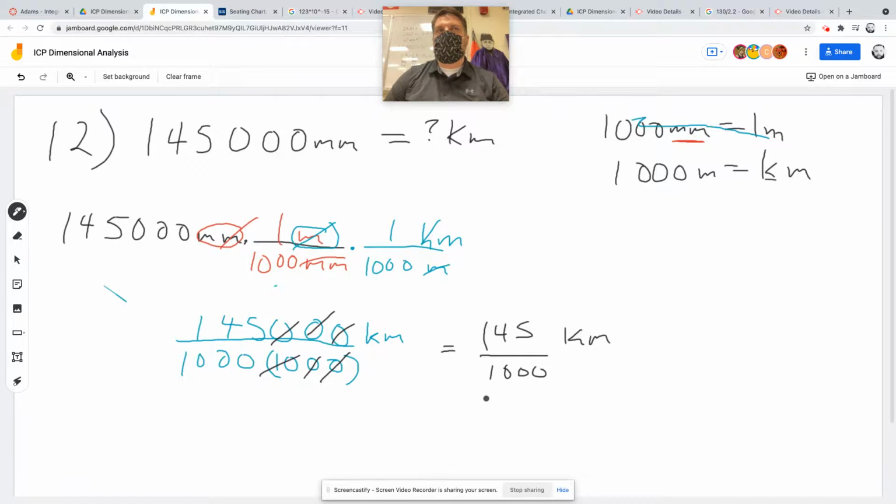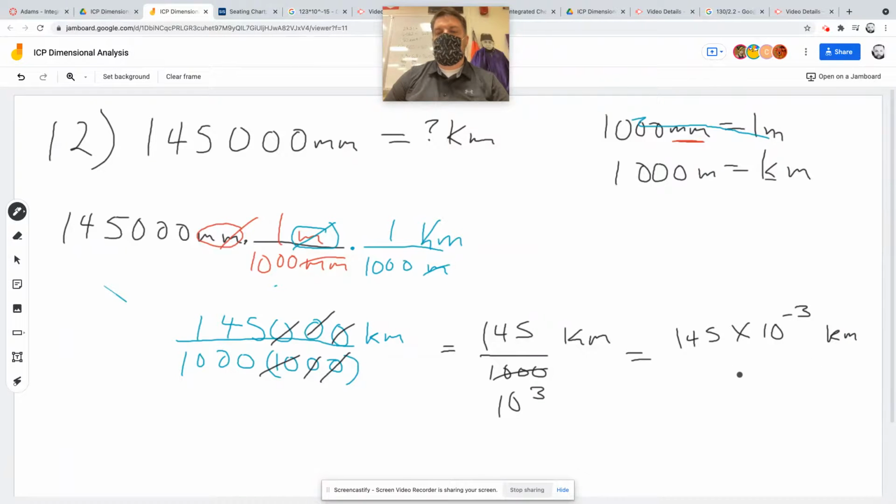145 divided by 1,000. Now, if you divide by 1,000, there's two ways you could do this. You could think of this as 145 kilometers. Don't write the kilometers yet. Times 10 to the negative third, right? Because this is really the same as 10 to the positive 3, and when we toss that up to the top, it becomes a negative 3. You guys remember that?